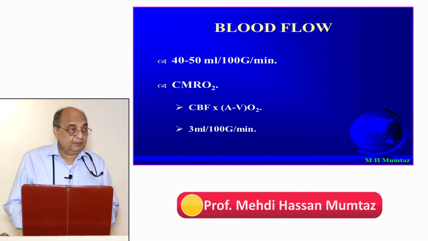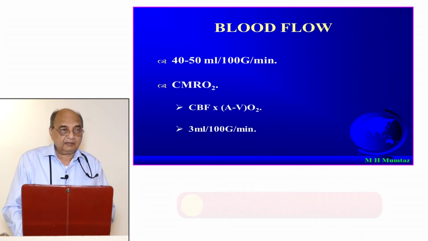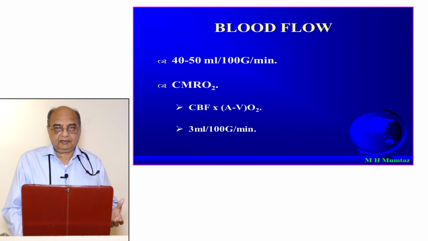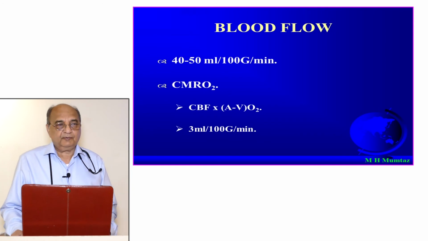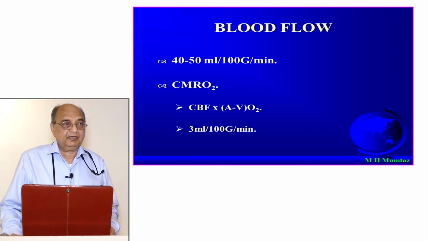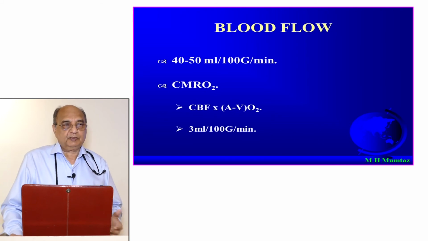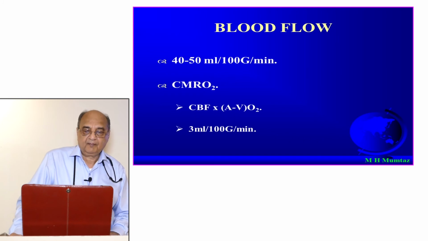Then we said, how much is the blood flow to the brain? It's about 40 to 50 mils per 100 grams per minute. And the brain weight is 1.4 kilograms. You can multiply it, and around 750 mils is going to the brain every minute. And then you can calculate the proportion of total cardiac output or proportion of total blood volume.